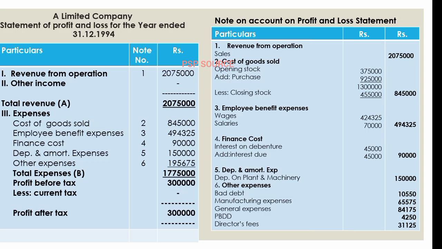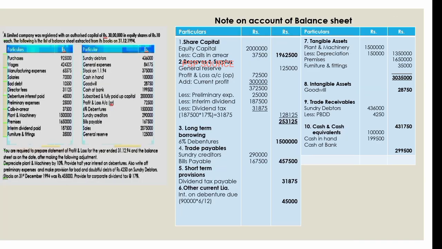This profit needs to be taken to reserves and surplus in the balance sheet. Because this is a current profit, that current profit needs to be considered under the balance sheet item reserves and surplus. Let's move to work out the balance sheet.